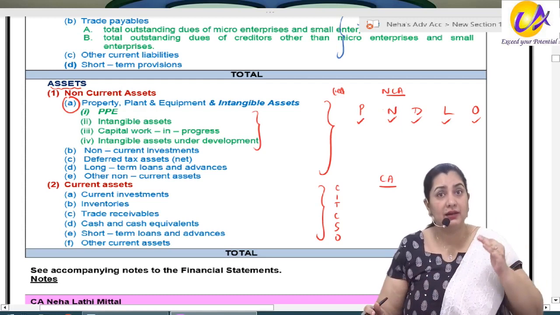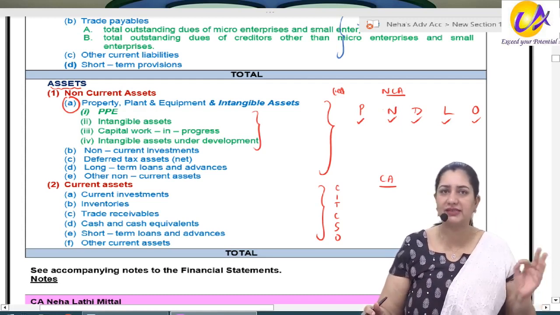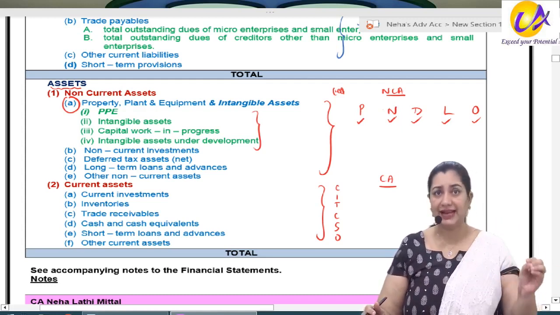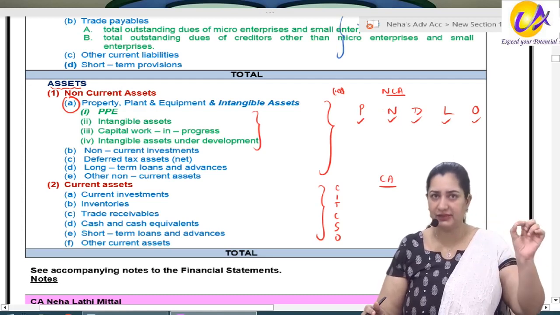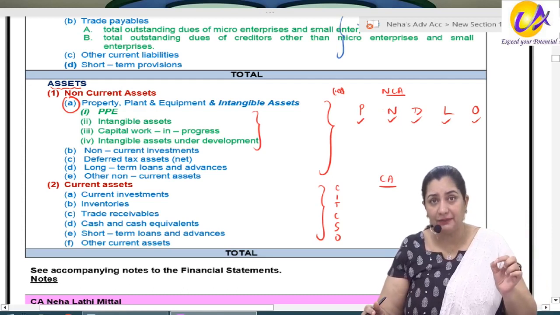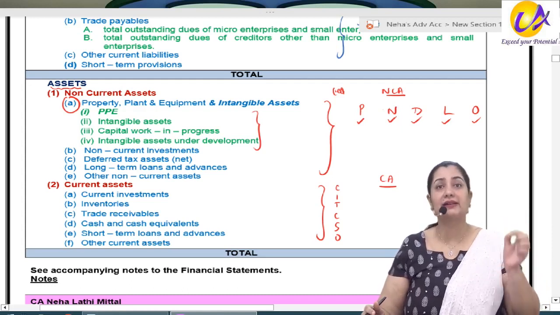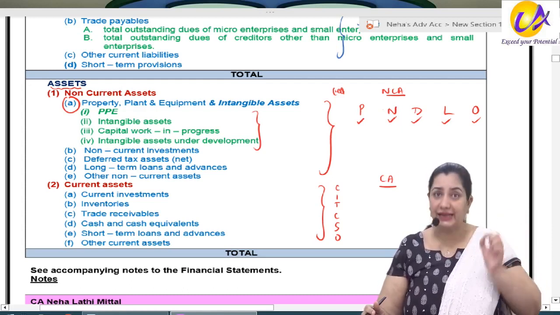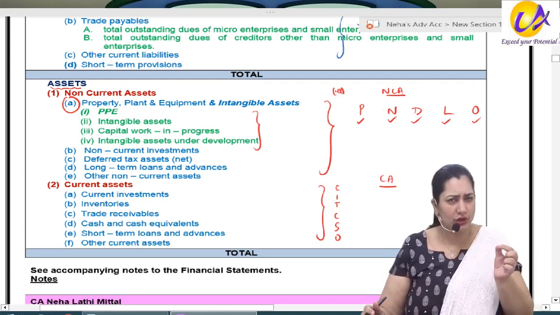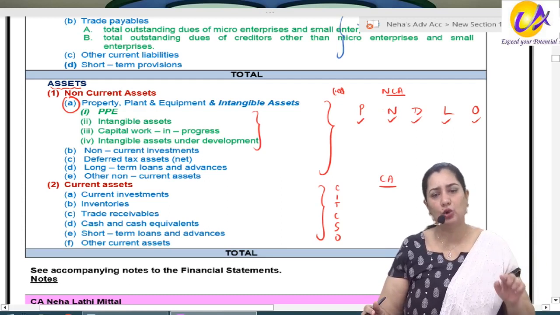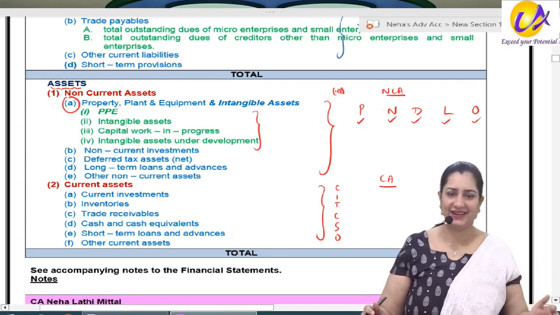And then comes my current assets. In current assets, what will I have? CICTSO. C, current investments. Then inventory. Then T comes for my trade receivables. Then again C for cash and cash equivalents. Then S we have for short-term loans and advances. And O, our favorite, other current assets.